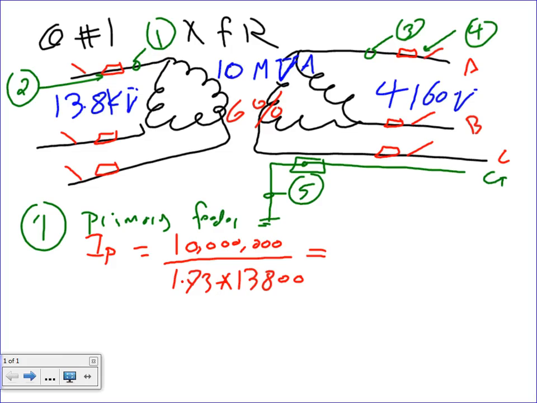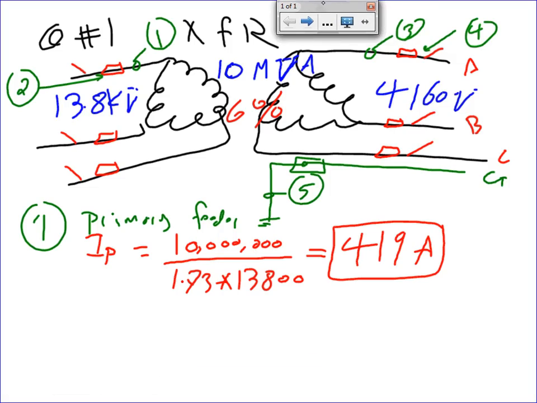419. Thank you. 419 amps. Any question, guys, about that? Continue with the tradition of continuous load, which really doesn't make a whole lot of sense in medium voltage, but let's continue the tradition. 1.25 times 419 is 524.